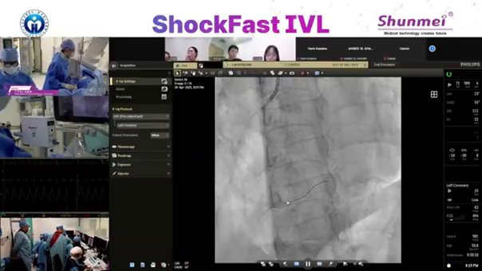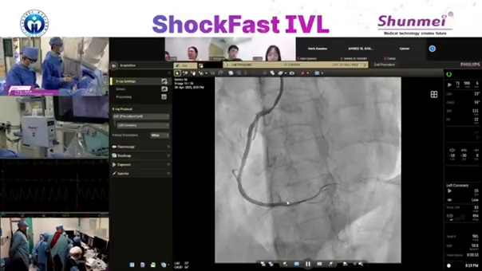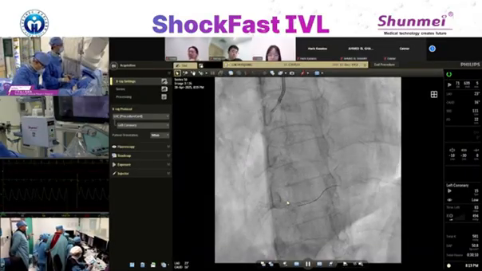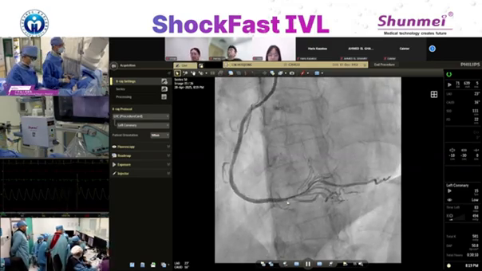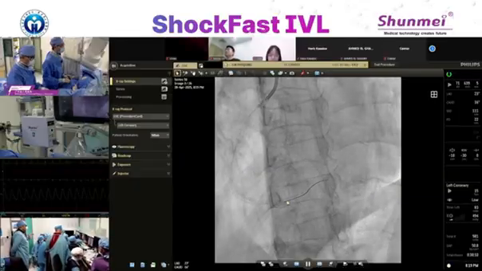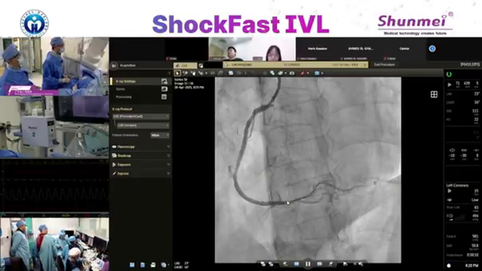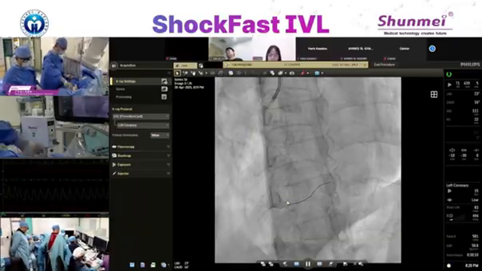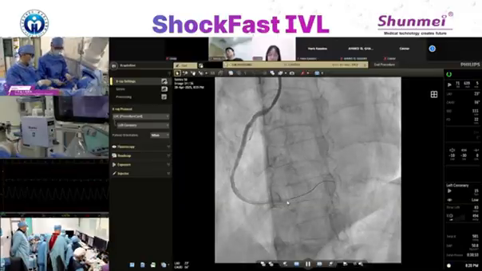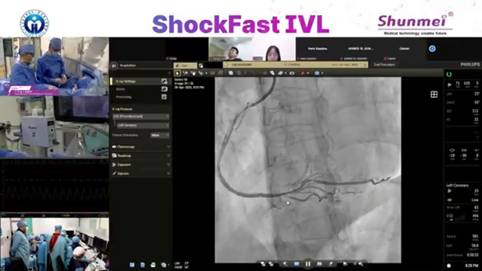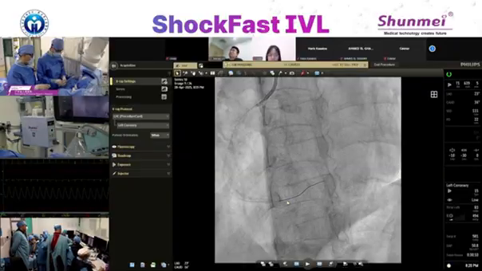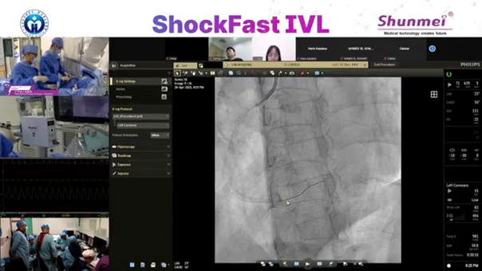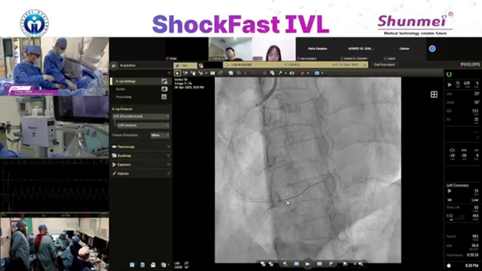So far it's good. Okay. 2.75 non-compliant. Because that's the calcified lesion, so we always go non-compliant post-dilatation.